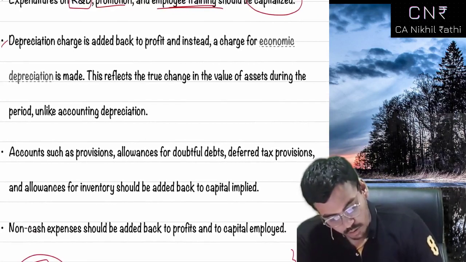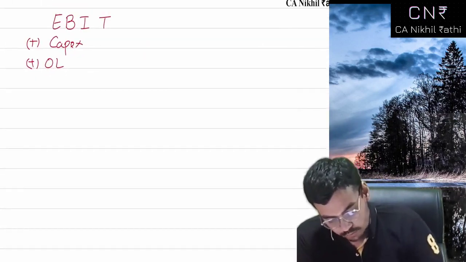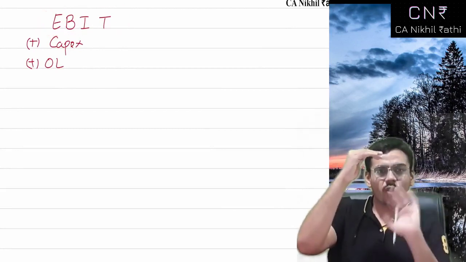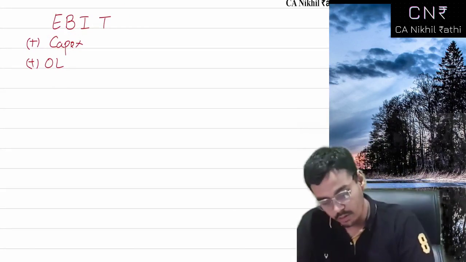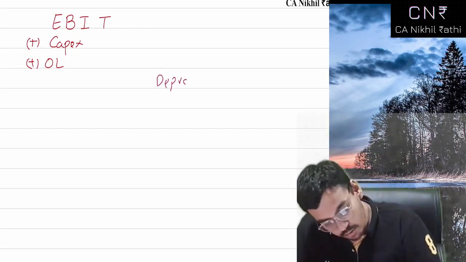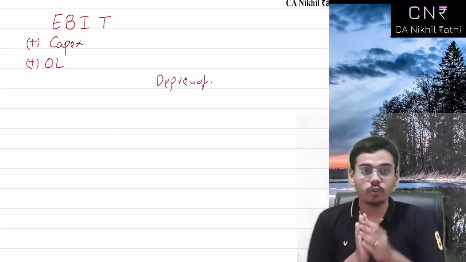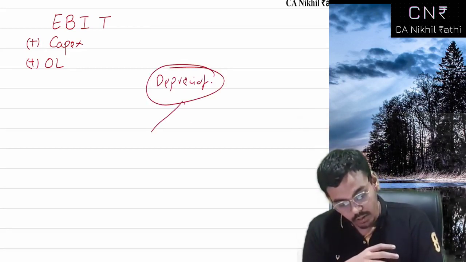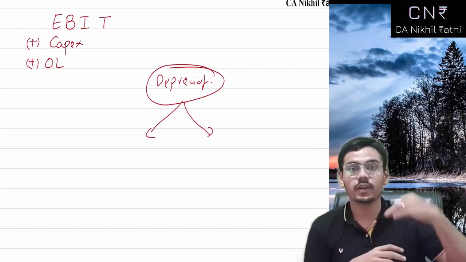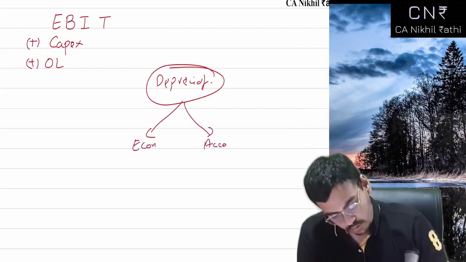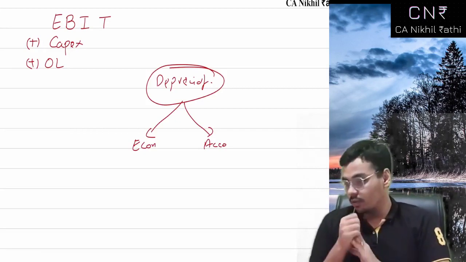Now this is an important part. When we calculate earning before interest and tax, what do we do? Earning less all the expenses. So one expense that we specifically deduct is depreciation. Yes, sir, we specifically deduct depreciation. Now there are two types of depreciation for this particular concept: economic depreciation and accounting depreciation. Now what are economic and accounting depreciation?